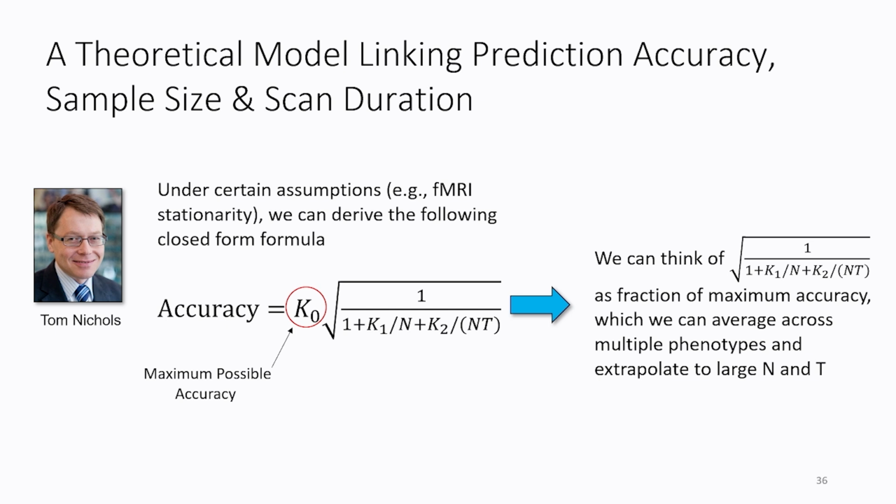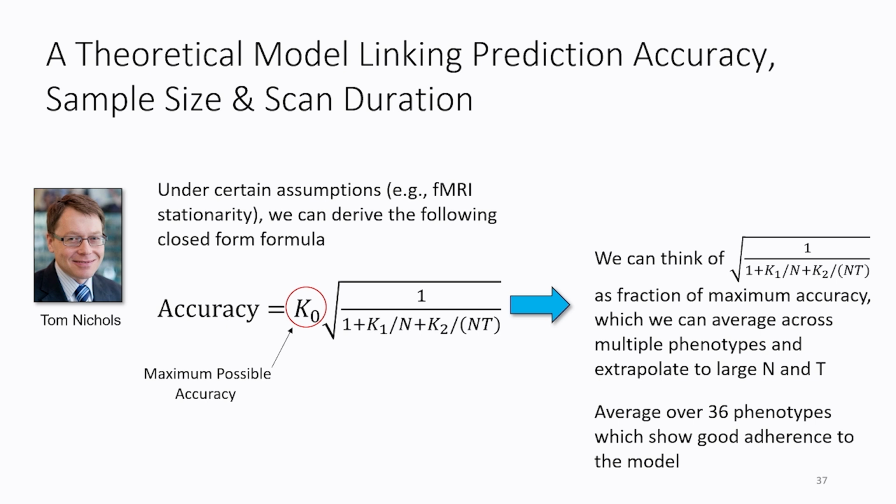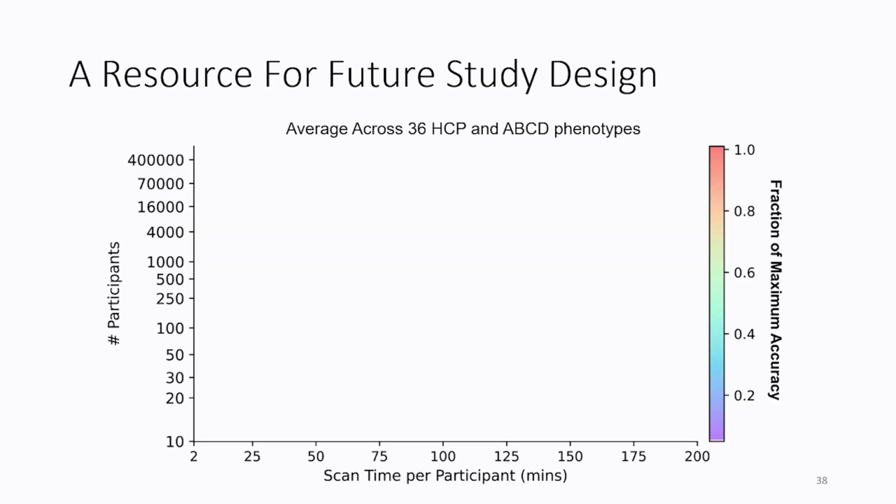So if we ignore K0 for now, the second half of the equation can be thought of as the fraction of maximum accuracy we can achieve with a given sample size and scan duration per participant. Since we have 36 phenotypes that we looked at, we can average this across the different phenotypes and create a reference for what we're going to get with these phenotypes.